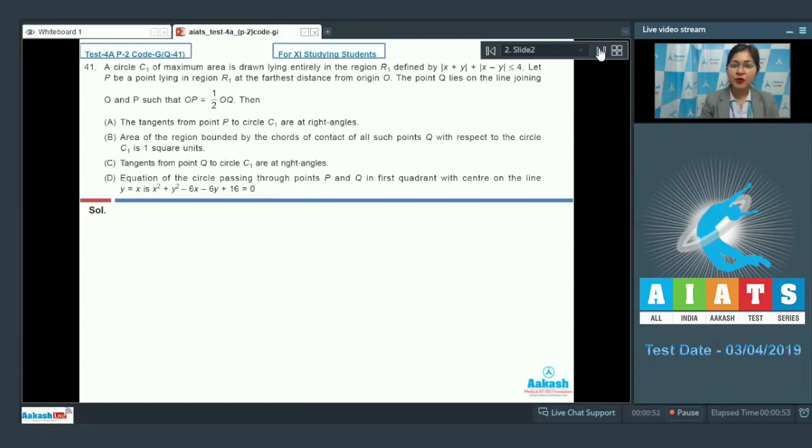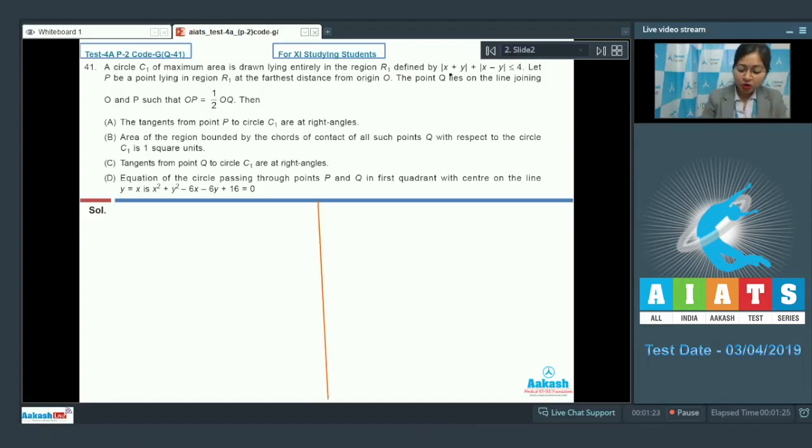So let us start with question number 41, which says that a circle C1 of maximum area is drawn lying entirely in the region R1 defined by |x+y| + |x-y| ≤ 4. Let P be a point lying in region R1 at the farthest distance from origin O. The point Q lies on the line joining O and P such that OP is equal to half of OQ. Four options are given. So let us start.